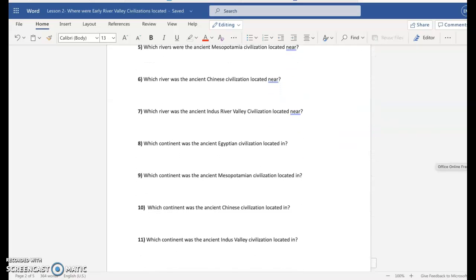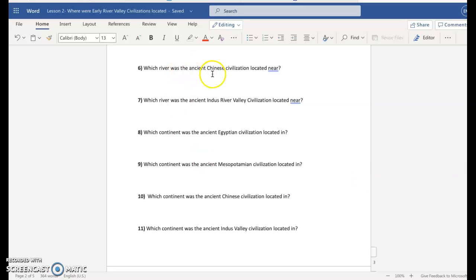Okay, and then the next couple questions: which river was ancient Chinese civilization located near, and which river was the ancient Indus River Valley civilization located near? I'm not going to scroll back up to the map because I just showed you how to find which rivers the civilization was located near. Reminder, always refer back to the map that we provided to you to answer your questions.